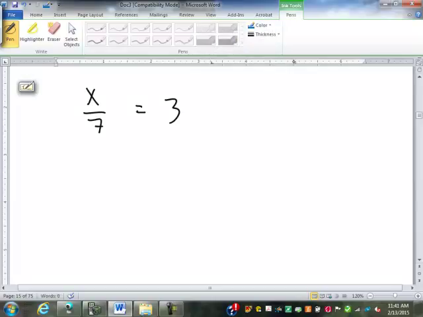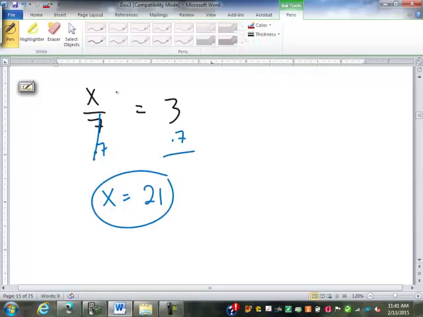x over 7 equals 3. If you think of it just like that, as x has been divided by 7, then this is no different than the ones we did on Monday. To solve it, we're just going to multiply by 7 to take off the dividing by 7. Multiplying by 7 on the other side gives us 21. So x is 21.